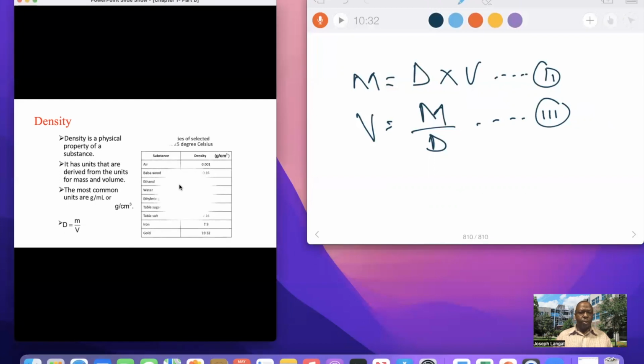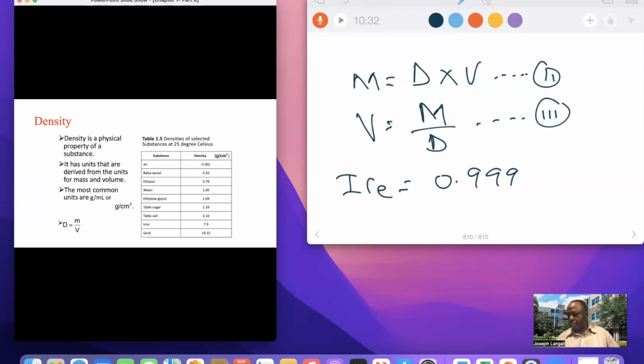Here are just a few substances with their literature values for their densities. Let me see if I have ice here. This is the density of water. I believe the density for ice is slightly lower, 0.999, but for H2O, 1.00. This is just literature values, all right?